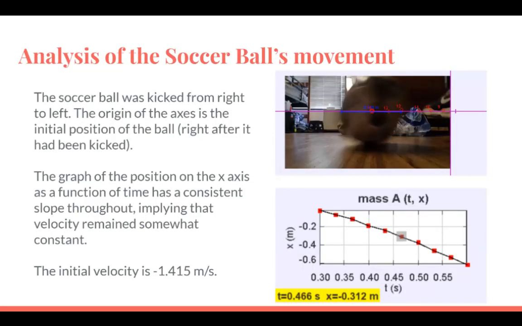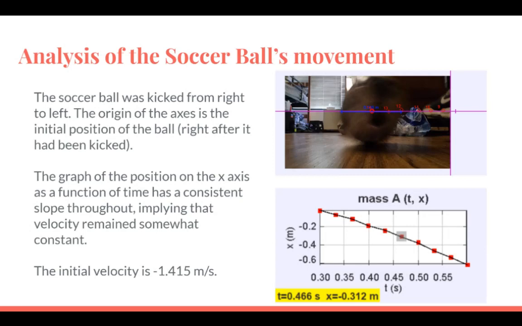So the soccer ball was kicked from left to right. I have the origin of my axes right where the soccer ball is supposed to start. It's not right when it's accelerating as I kick the ball. It's not accelerating at the origin. It's actually already in motion, but just slightly, directly after I kick the ball, so that I don't have acceleration in my data.